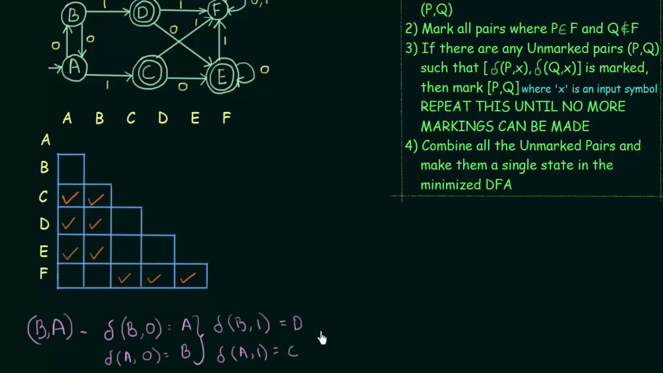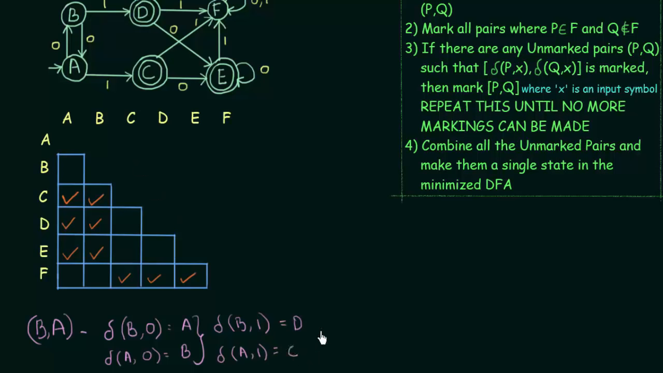Now come to this cell. What pair is this? This is the pair for ED. Now let me check. Where does E go on getting input 0? And where does D go on getting input 0? E on input 0 goes to E itself, and D on input 0 also goes to E. So now we are getting this pair called EE, and there is no cell called EE in this table, so you can leave it. And then the next one is E on input 1, where does it go? And D on input 1, where does it go? E on input 1 goes to F, and D on input 1 also goes to F. So you are getting another pair called FF, which is again not present in this table, so you can leave it. Now we are done with this.